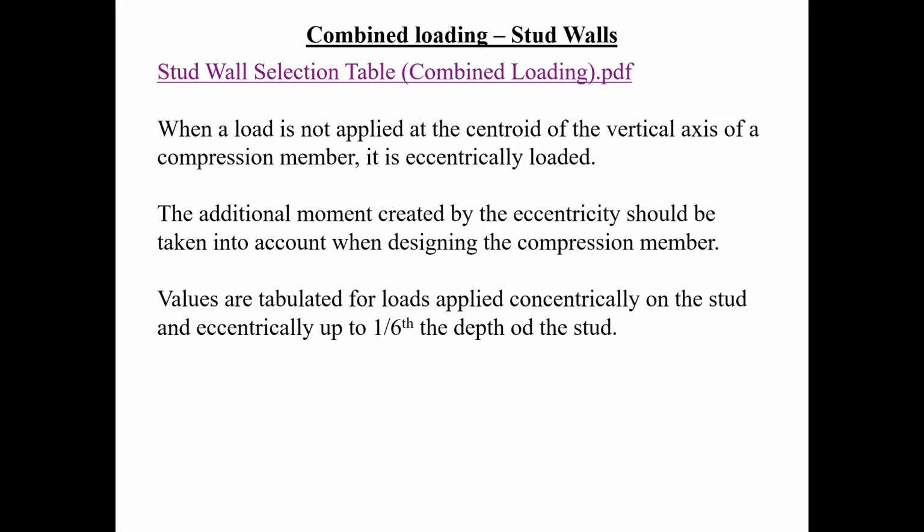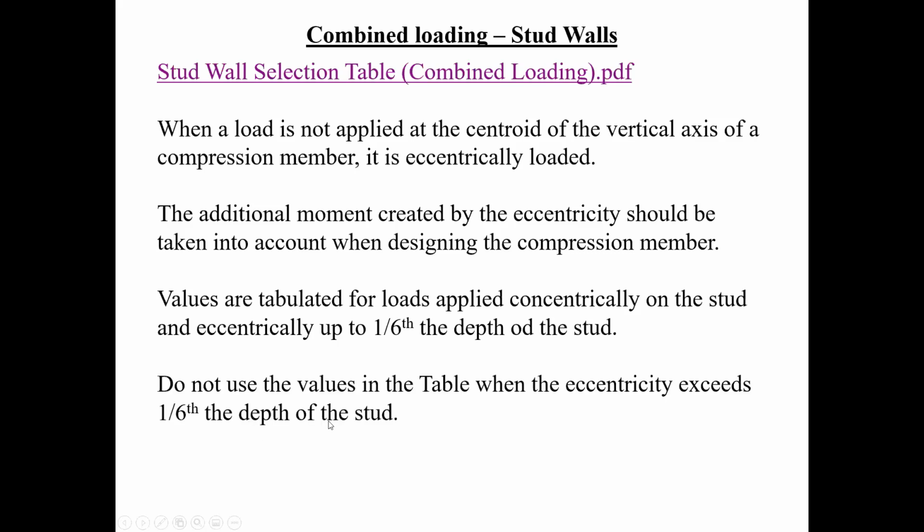Use PF over PR squared plus MF over MR squared times that whole thing. Just use that equation, and that's how you do it. So instead of the tables, you'll have to use the equations. That's it. Do not use the values in the tables when the eccentricity exceeds 1/6 the depth of the stud. And of course, it tells you that you can go up to D over 6 for your eccentricity.